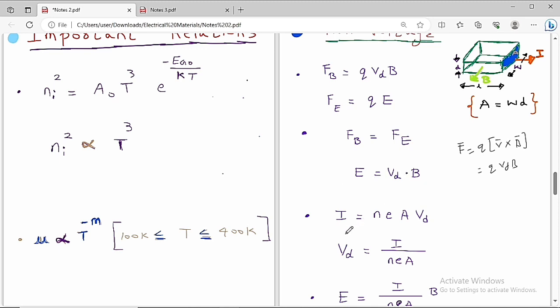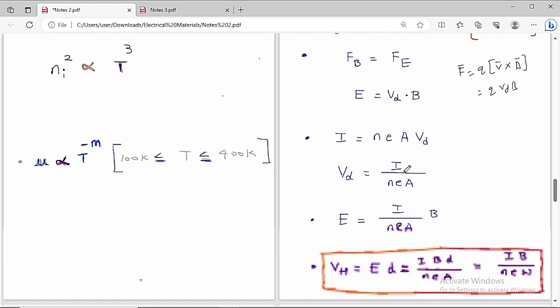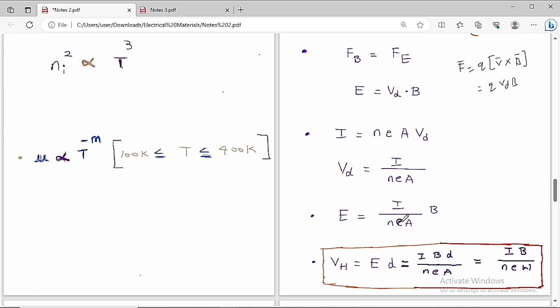You know the current expression, I is equal to N into E into A into Vd. It's a basic formula that you can see in analog electronics. I want Vd, so Vd is equal to I by N into E into A. You substitute the value of Vd in this expression and simplify. You get E is equal to I by N into E into A into B.